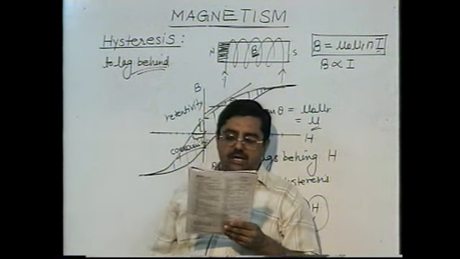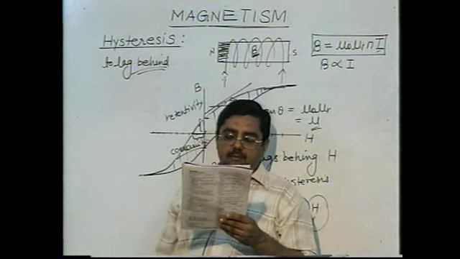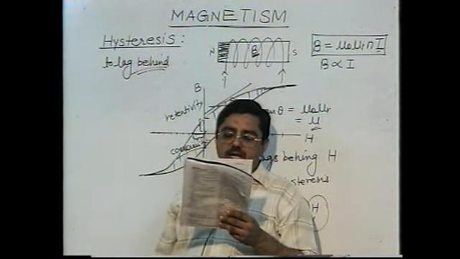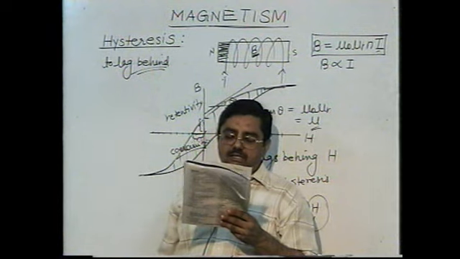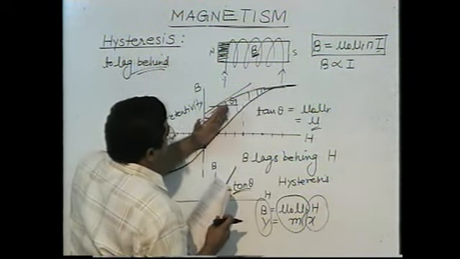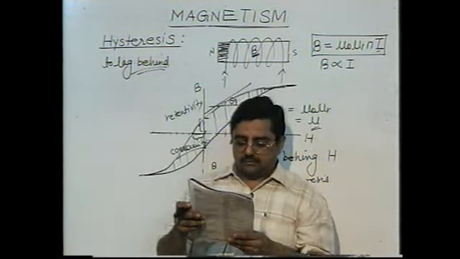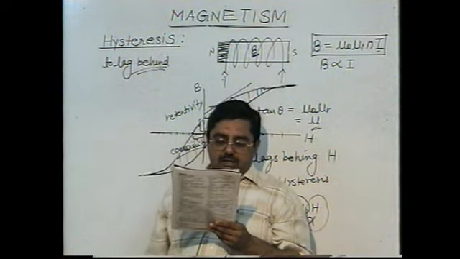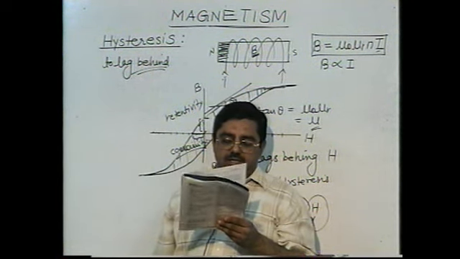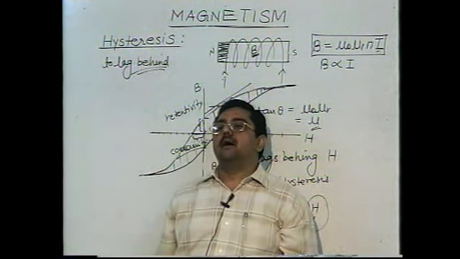Importance of hysteresis curve, BH curve: it gives all information about the magnetic properties of magnetic material. First, permeability. Slope of BH curve decreases with increase in magnetic flux density. Here it is high, then it decreases like this. Second is coercivity, retentivity, hysteresis loss per unit volume per unit cycle. It is equal to area of the BH curve.